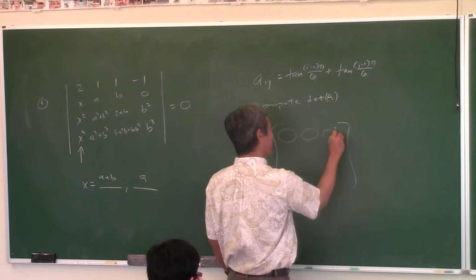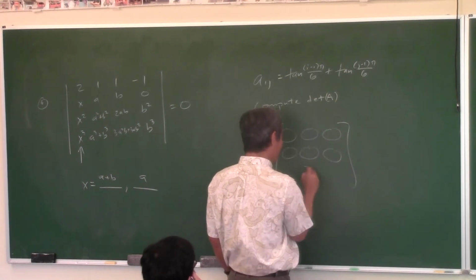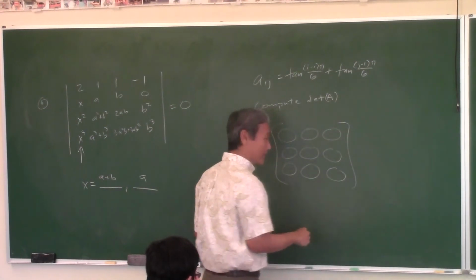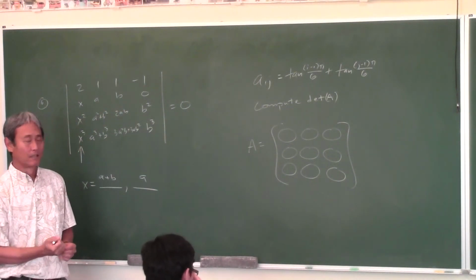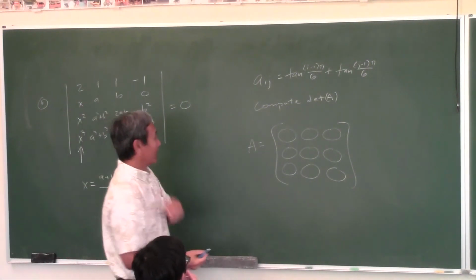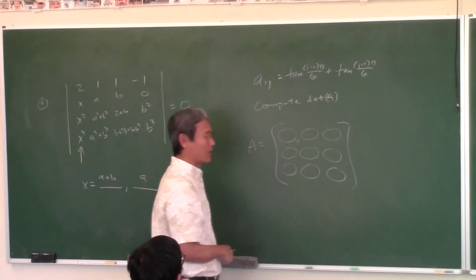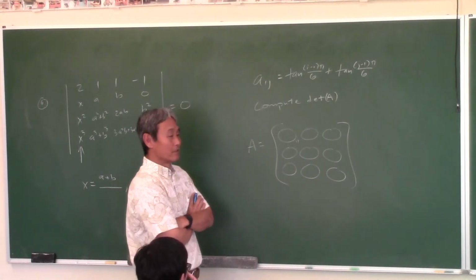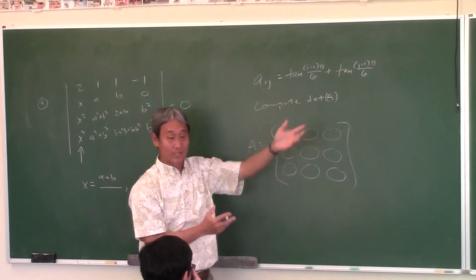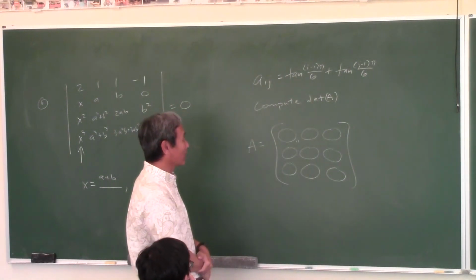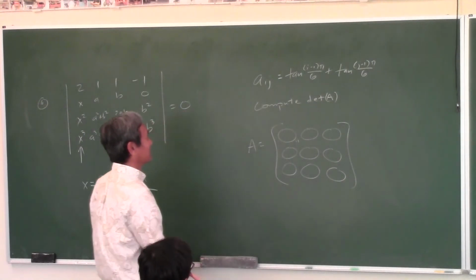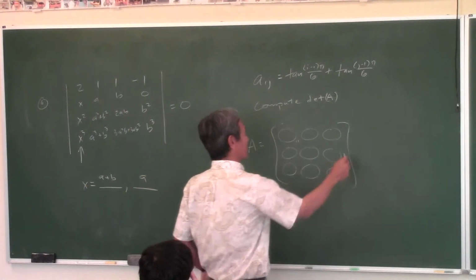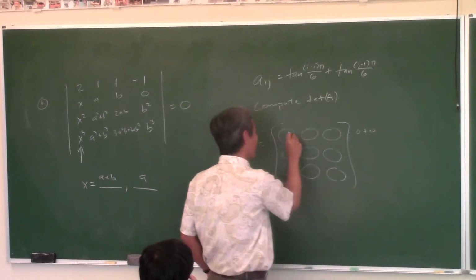Now, if it's 3x3, there are 9 elements here. You have to compute all 9 elements. Okay, so this is 1,1. How do I figure out what number goes there? You plug in 1 for i and 1 for j, just like you did in the other 2 problems on the homework. The only difference is it has trig. So tangent of 0 plus tangent of 0 is 0.